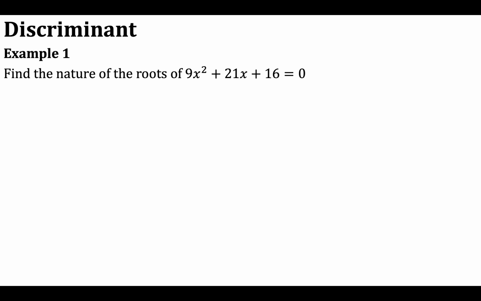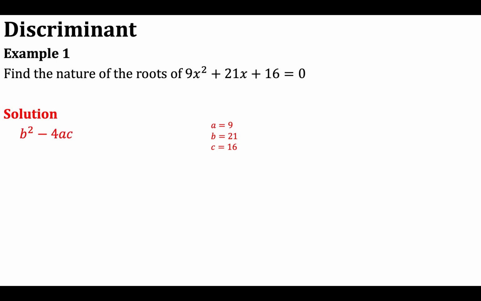So let's have a look at an example, and like I said, this first example is revision from last year, from National 5. So we want to find the nature of the roots of the equation 9x squared plus 21x plus 16 equals 0. So the solution then, we firstly need to pick out our values of a, b and c. So ax squared plus bx plus c. So that means that a is 9, b is 21 and c is 16.